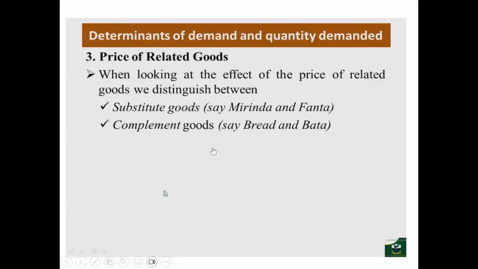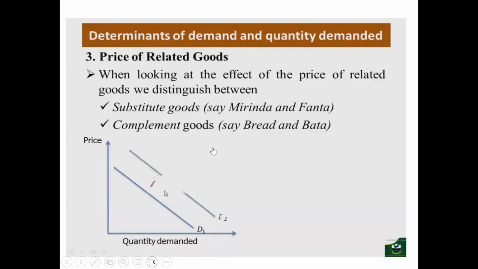Graphically, with price on the vertical axis and quantity demanded on the horizontal axis and our initial demand curve D1, an increase in the price of Fanta will increase the demand for Mirinda, and therefore the demand curve for Mirinda will shift out and to the right.